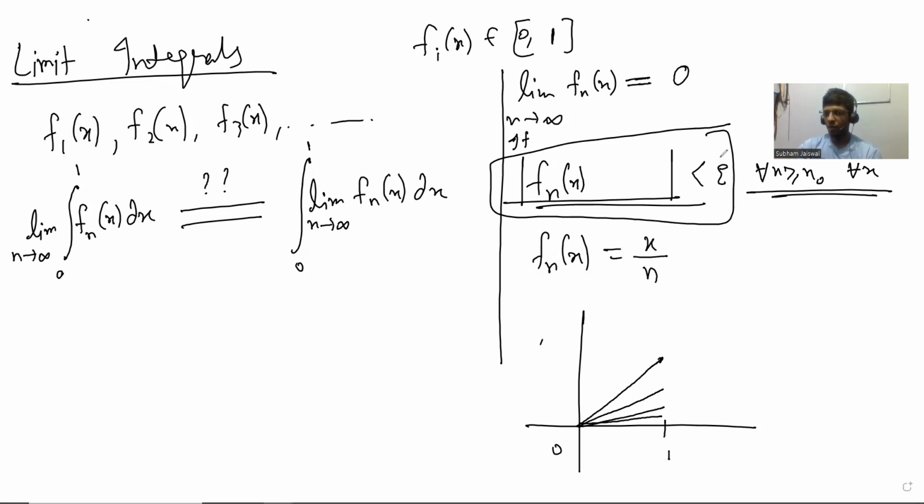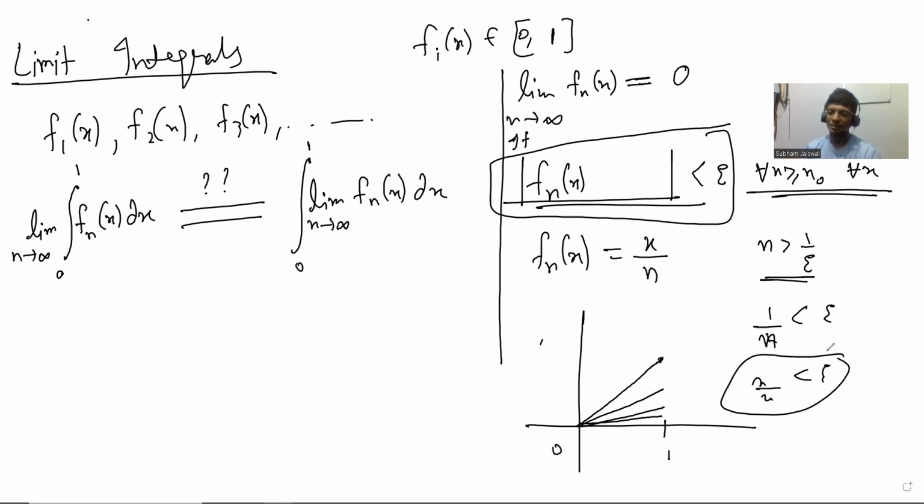So if you want this epsilon, then what should you take as your n? Just take an n which is bigger than 1 by epsilon, right? Then 1 by n is less than epsilon. Then x by n is less than epsilon, and it doesn't matter what x is. So this is an example where x by n, which is the nth function, is less than epsilon for every value of x in the domain.